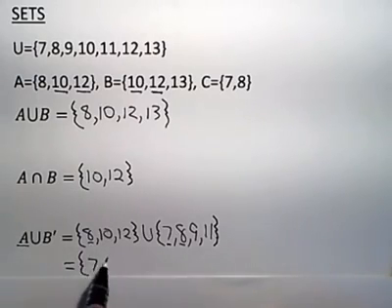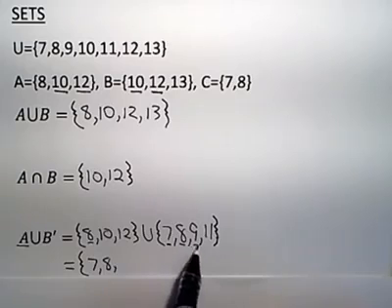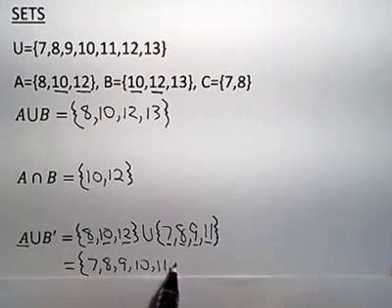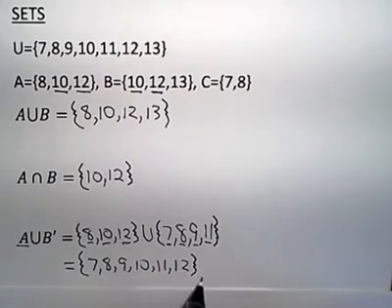8 is the next smallest. 9, 10, 11, and 12. And again, order doesn't really matter in a set, but it's certainly nice to write it that way. It's the natural way you expect to see it. So there is the union of A and B complement.